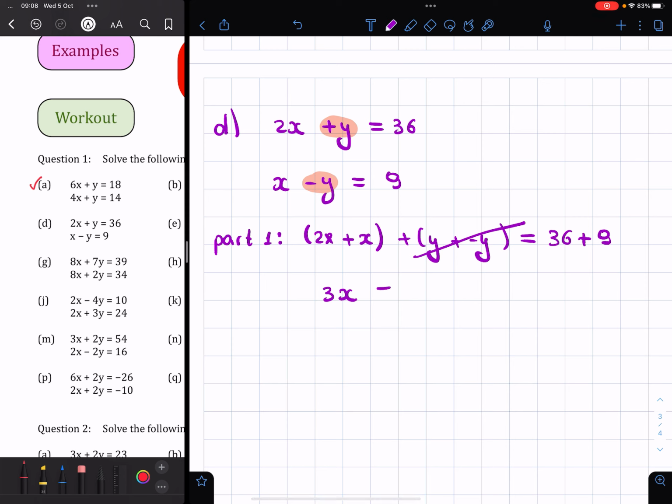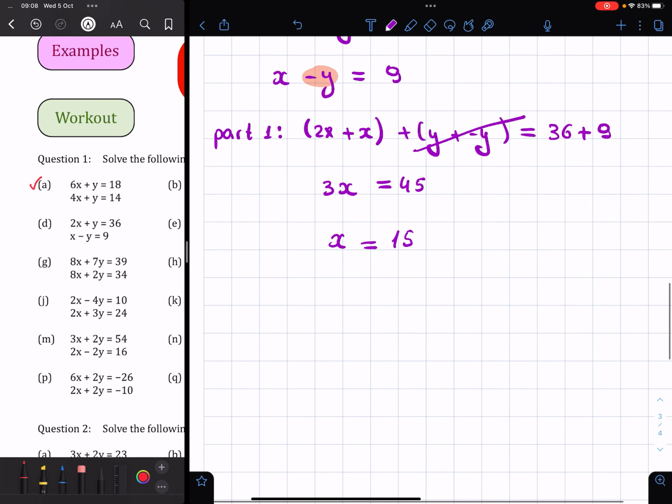So it equals what? 36 plus 9. How much is this? 45, right? So what is x then? 45 divided by 3 gives you 15. So we found x. Now I need to use either equation on the top, 2x plus y equals 36, or x minus y equals 9, to solve for y.